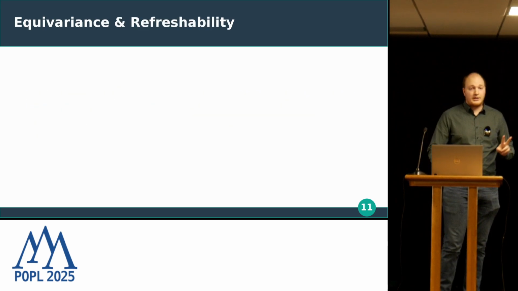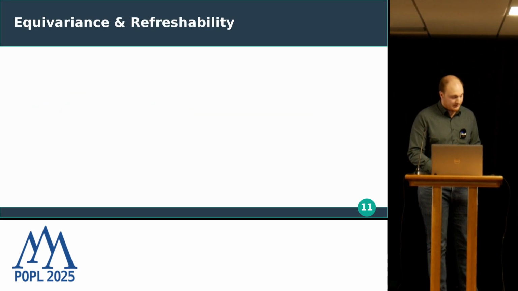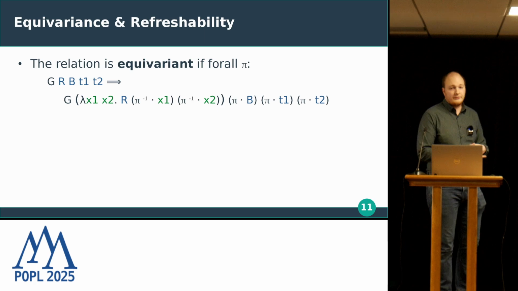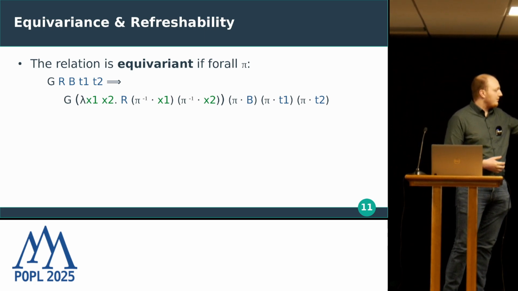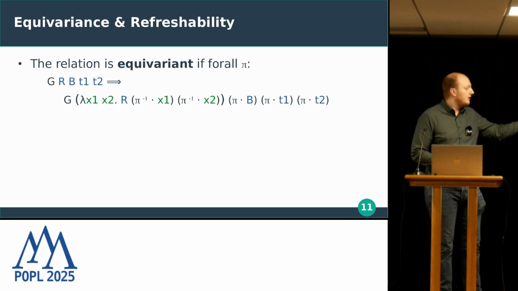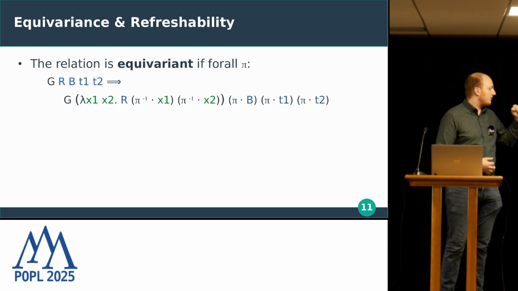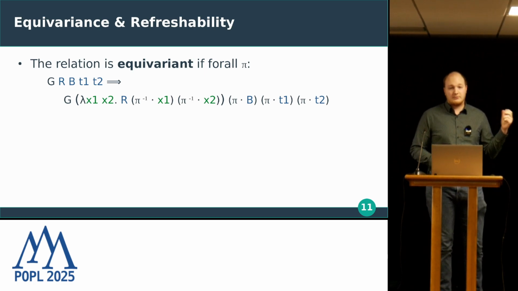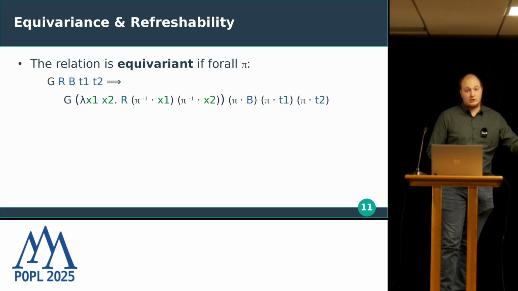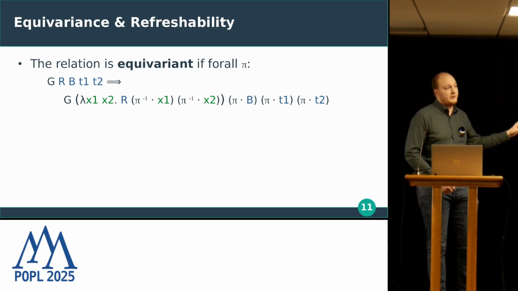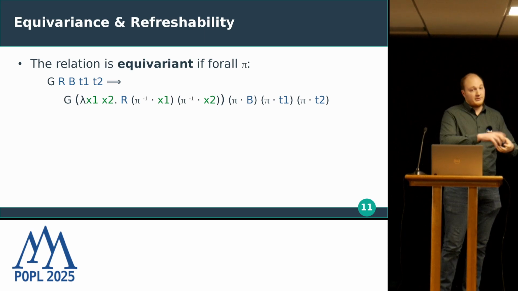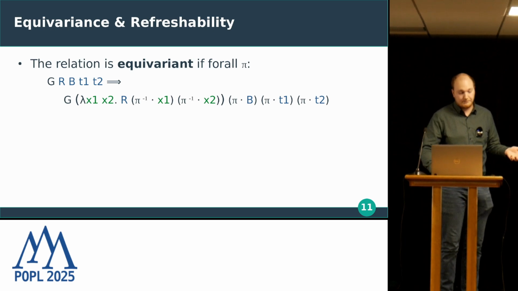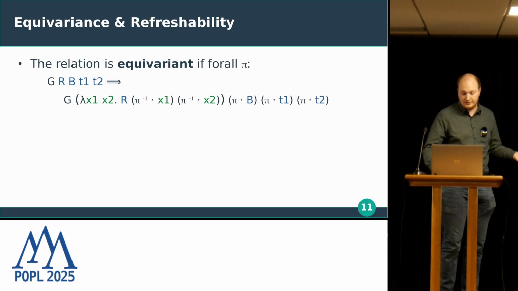We also need two extra conditions, equivariance and refreshability. The relation is equivariant if we permute with a bijection, in this case pi, all the arguments to the operator, and the relation still holds. So this will capture that we do not depend on the particular choice of names. This will rule out predicates that, for example, strip binders off and store them in a list, something like this, because they would not be equivariant.